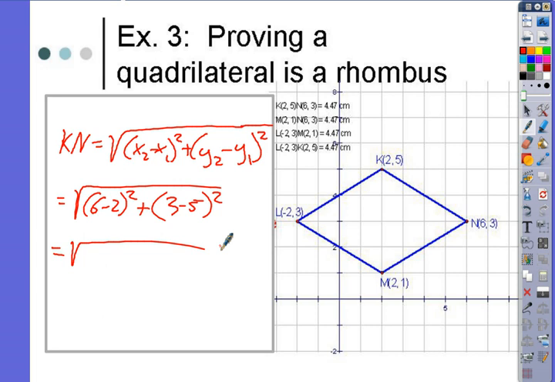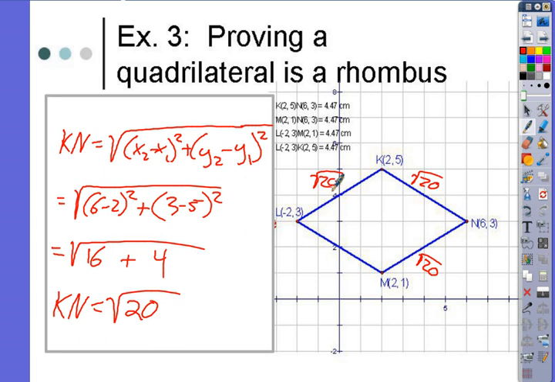There's no reason for me to get all fancy and simplify that. I got an answer of the square root of 20. So if I get the square root of 20 right here, and the square root of 20 right there when I do the distance formula, then I know that this is a rhombus, right? Make sense? Okay, there's a little summary on the PowerPoint of what we just did there.